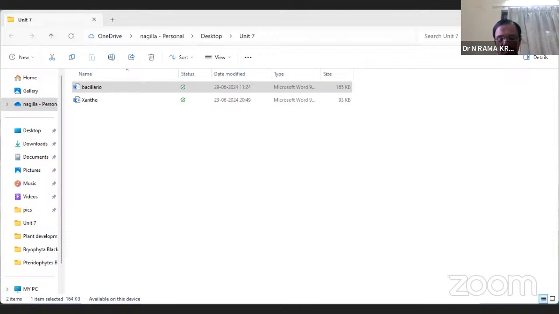So next, the Bacillariophyta are called diatoms. So this is Bacillariophyta. Now you see one more important group, that is Phaeophyta.